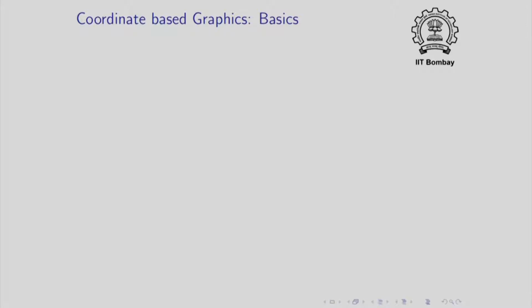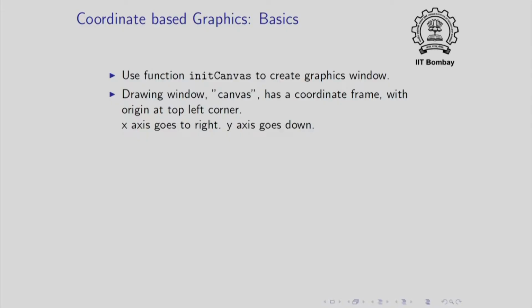Let me make some basic remarks about coordinate based graphics. First, for doing turtle based graphics, we were using the function turtleSim to create the graphics window. Now, we will use the function initCanvas to create the graphics window. This will do more or less the same thing, except that the turtle will not appear at the center as it did earlier. The drawing window, which we will refer to as the canvas, has a coordinate frame. The origin of the coordinate frame is at the top left corner. The x-axis goes to the right, the y-axis goes down. Notice that this is slightly different from what we are used to in mathematics, where the y-axis goes up. In case of most computing, the y-axis will indeed go down, which is what happens over here.